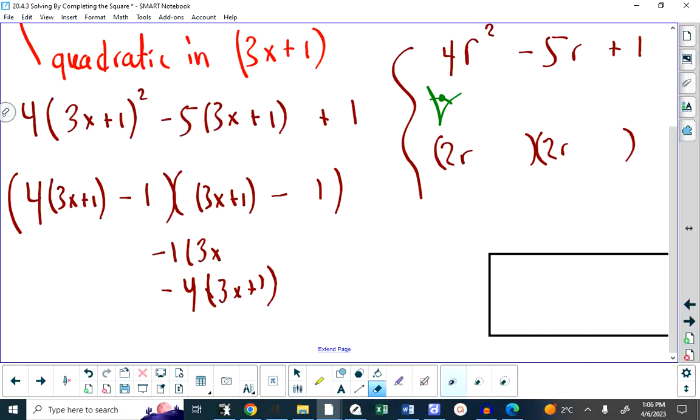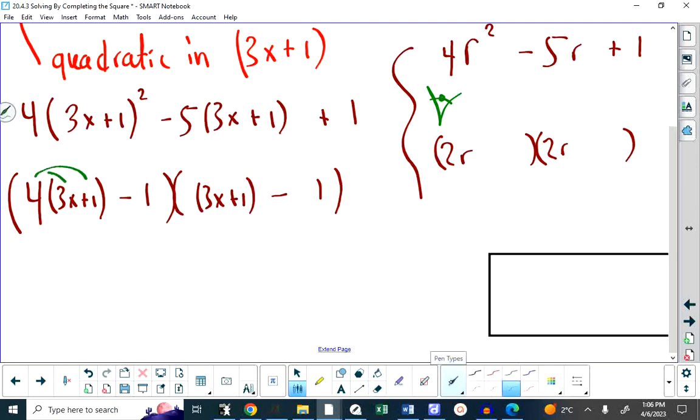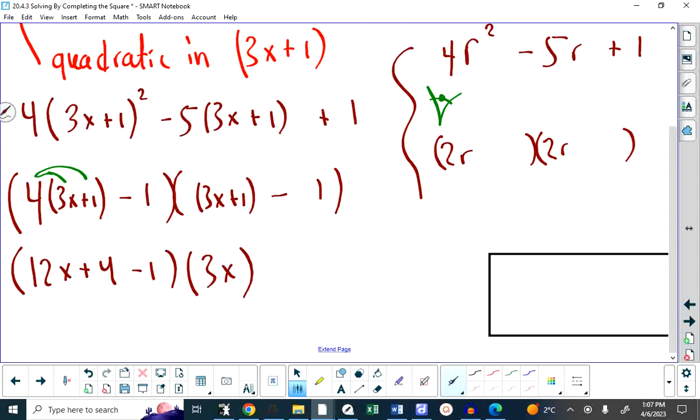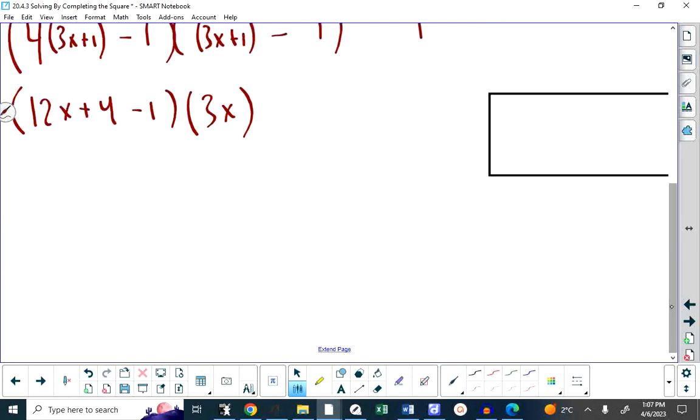And now what we have to do, and this shouldn't be a surprise, this happens most of the time with these weird ones, we have to simplify this, right? So this is 12x plus 4 minus 1, and then 3x, well, 3x, isn't it? Because it's 3x plus 1 and then minus 1. So we end up with 12x plus 3 multiplied by 3x. I notice I can take a 3 out of that 12x plus 3.